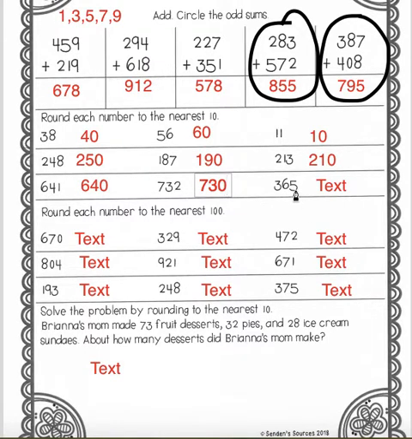The rule says if this number is 5 or greater, this rounds up, so we're going to add 1 here. The 3 stays the same. The 6 becomes a 7, and the 5 becomes a 0, so 370.